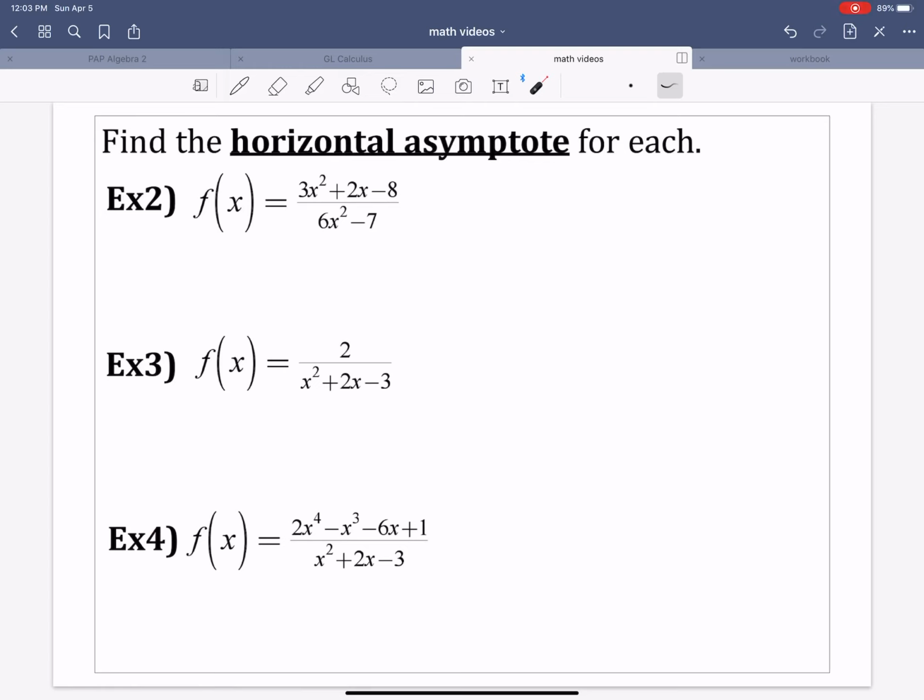For examples 2, 3, and 4, it says find the horizontal asymptote for each. Step number 1 is to identify whether this is a BOBO, a BOTN, or an EATS DC. Look at example 2. The degree on the top is a 2. The degree on the bottom is also a 2. So which of the 3 scenarios is this?